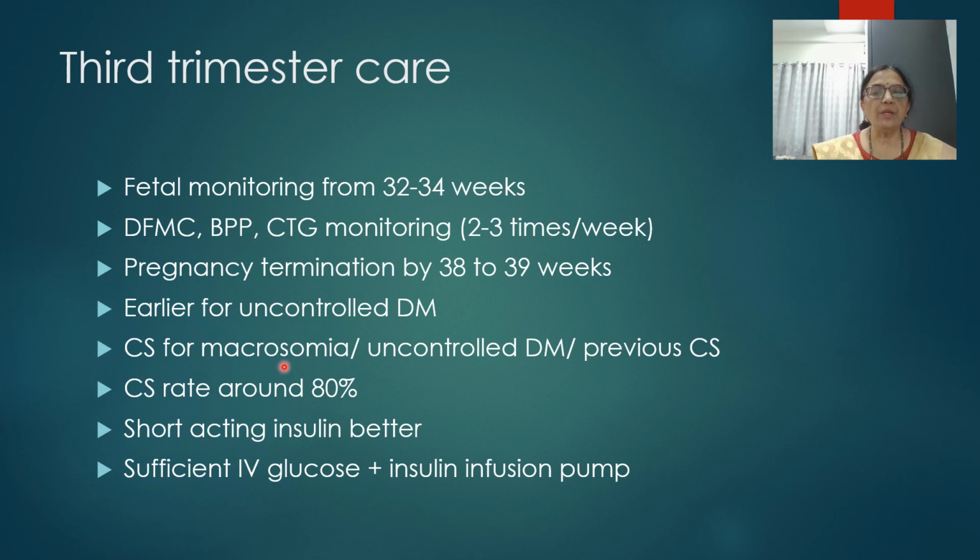Caesarean section will be indicated for macrosomia, uncontrolled diabetes, or a woman having other obstetric indications such as previous caesarean section. So overall caesarean section rate is found to be around 80% in diabetics complicating pregnancy. Short-acting insulin is better in intrapartum care of the woman, and we have to give sufficient IV glucose and insulin infusion pump whenever we are planning induction of labor.